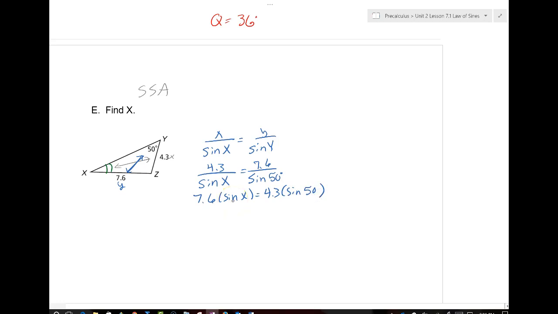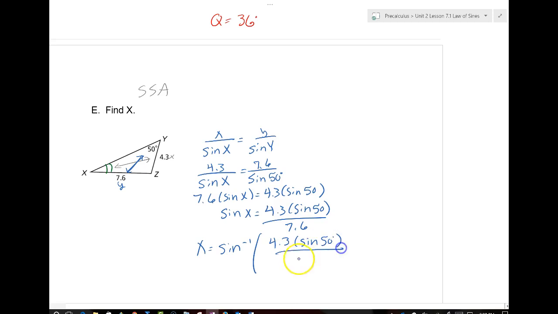All right, I'm going to get x by itself, remember, so I'm going to go sine of x. We get 4.3 times the sine of 50 all over 7.6. Now, take the inverse to solve for the angle. So x is going to equal the sine inverse of everything right there. 4.3 times sine. By the way, my handwriting's really bad on this. Tell me I'm done with the video. Times the sine of 50 degrees all over 7.6.